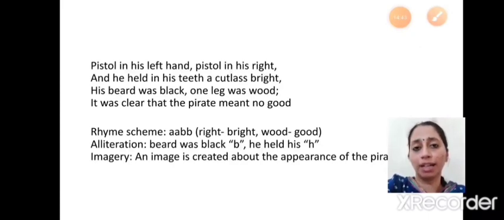Yes, he had one leg that was made of wood. Okay, he was holding a cutlass in his teeth. Then he had a pistol in his left hand. So the moment I speak about all these things, you can visualize a pirate entering the house. So it creates an image. The figure of speech is imagery.